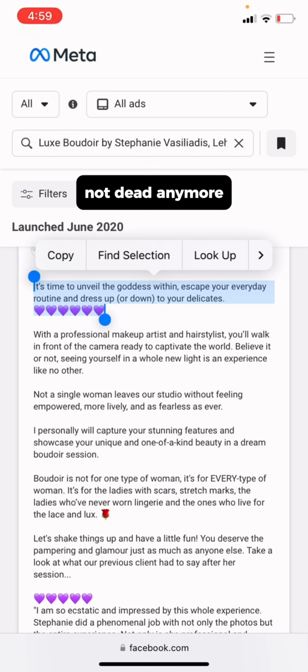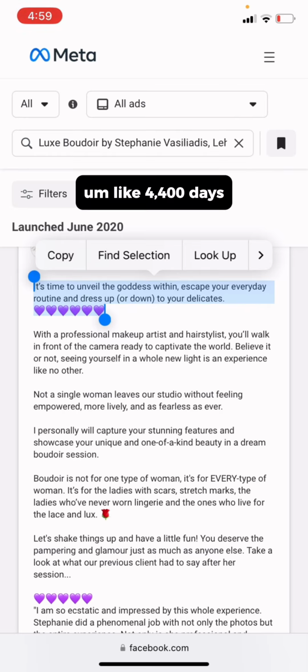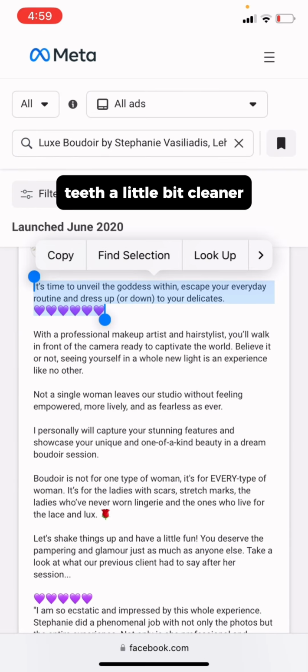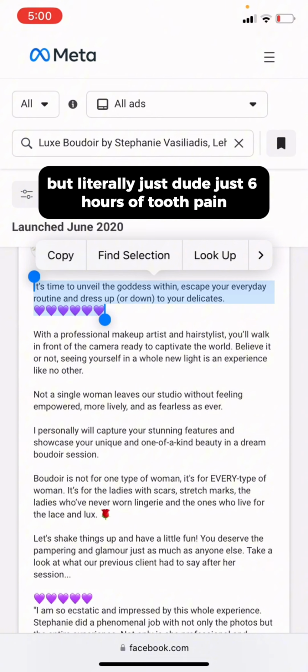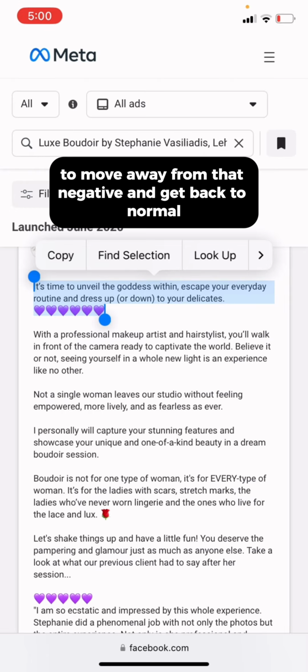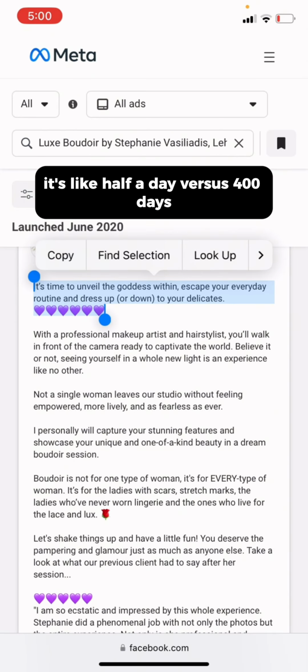Phew, not dead anymore. But you see, for 12, 13 months, however many days that is, like 400 days, the pleasure of getting teeth a little bit cleaner, peace of mind knowing there's no cavities, was not enough to get us to take action and put the dentist on our calendar and make time for it. But literally just 6 hours of tooth pain chewing across 2 meals was enough to get us to take action to move away from that negative and get back to normal. So it's like half a day versus 400 days.